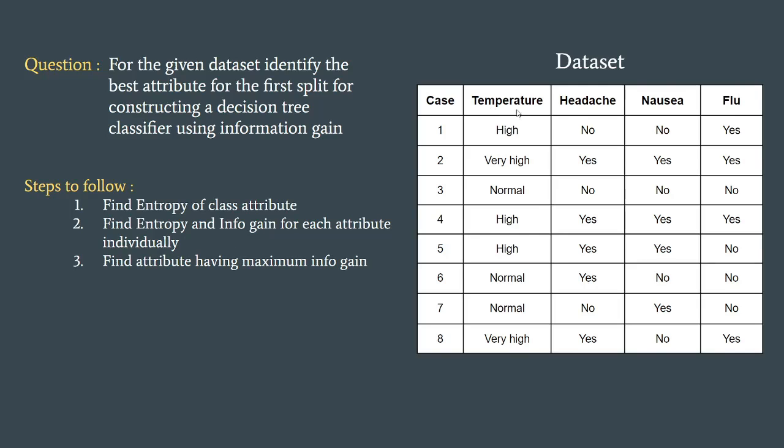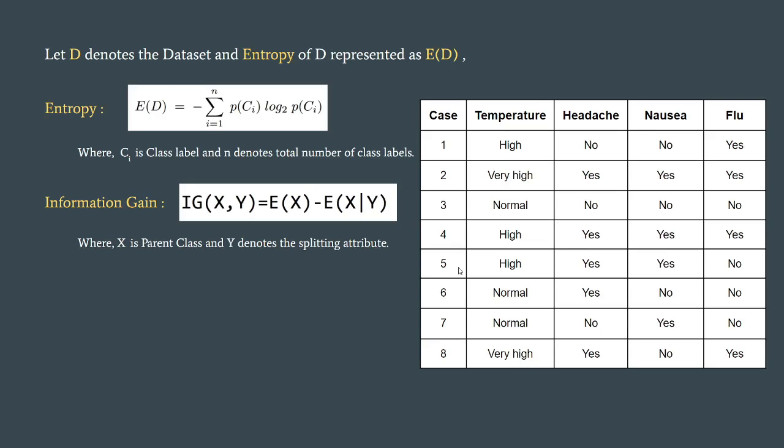For temperature, headache, and nausea, we calculate entropy on flu. Then we find the attribute which is giving maximum information gain and use that attribute for splitting our decision tree. So for this we are using entropy and information gain.